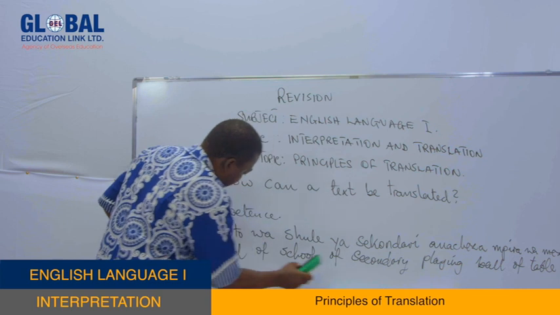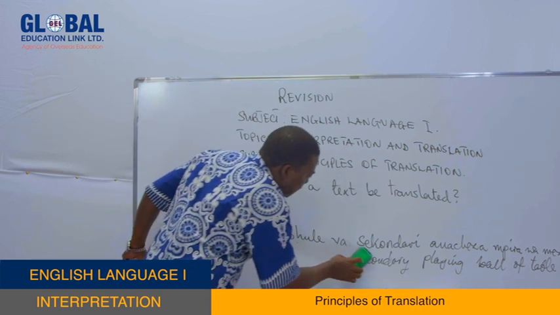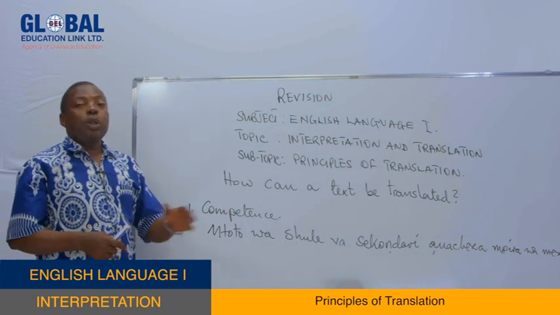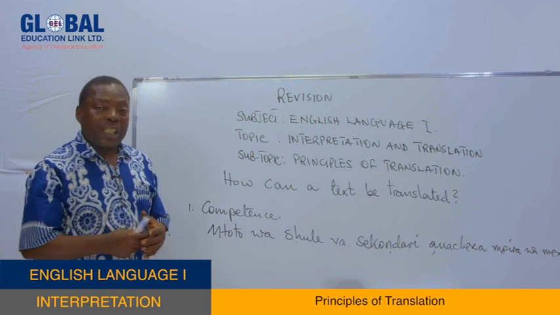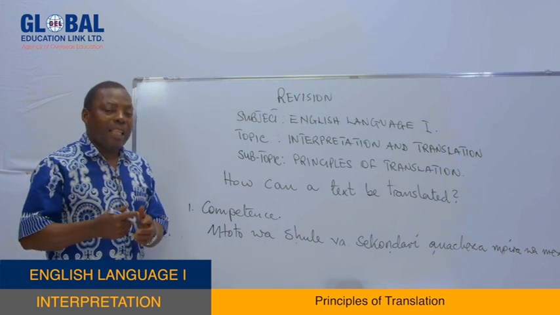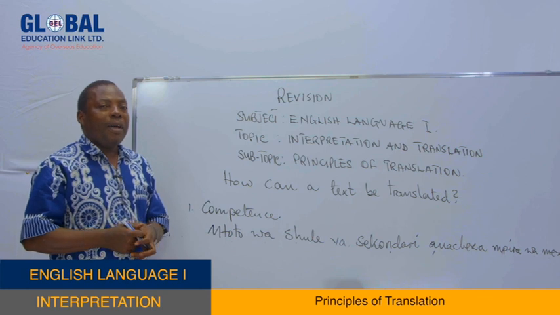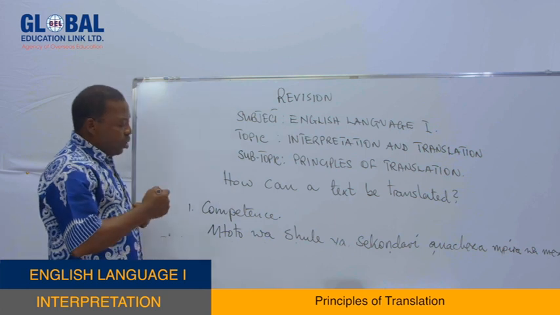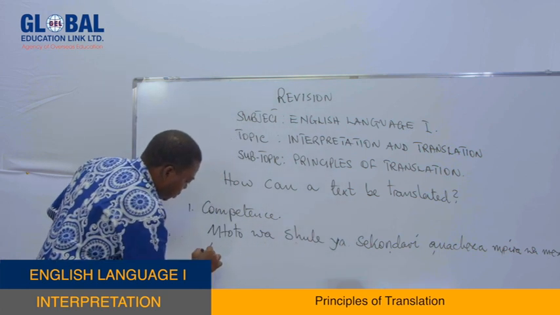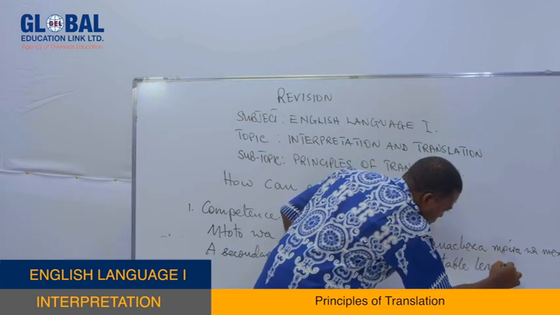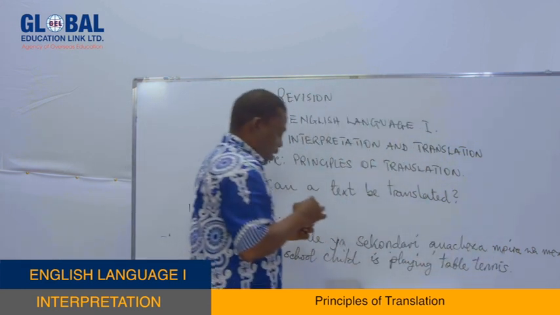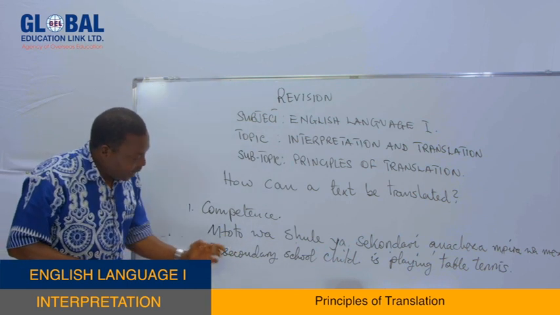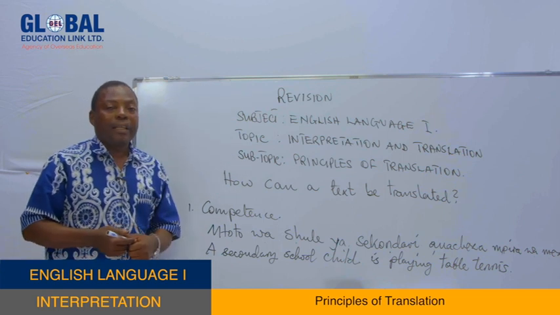Now, being competent in the two languages, a person, as we say, needs to know the structure and the morphology of the language as well. Then let's see the other kind of translation. Now, this could be the second version of the same text, that a secondary school child is playing table tennis.